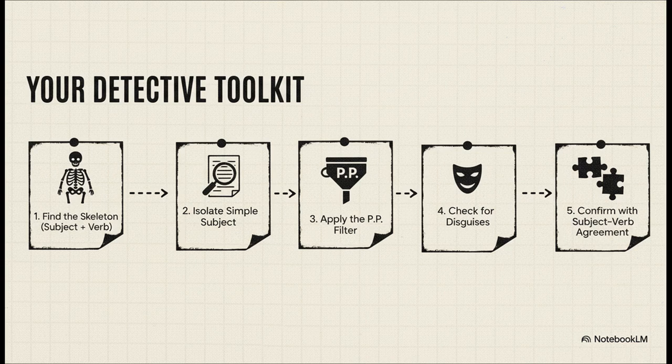So there you have it. That's your complete detective toolkit. 5 simple steps. 1, find the skeleton, the subject and verb. 2, isolate the simple subject from all the fluff. 3, use that powerful prepositional phrase filter. 4, watch out for subjects in disguise. And 5, confirm everything with subject-verb agreement. You are now officially equipped to solve pretty much any grammar mystery that comes your way.